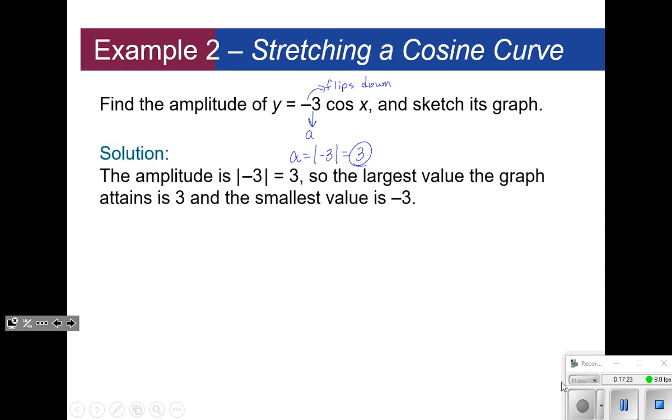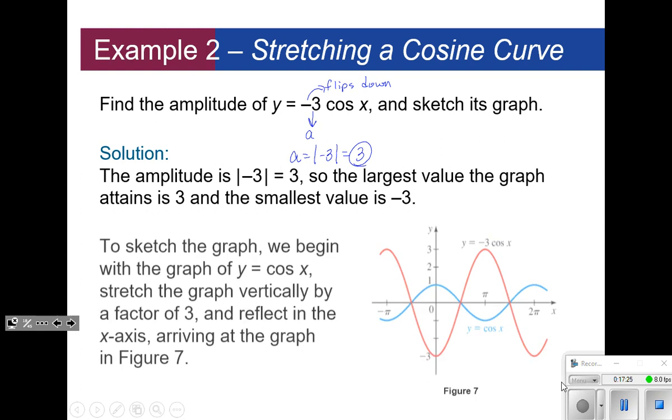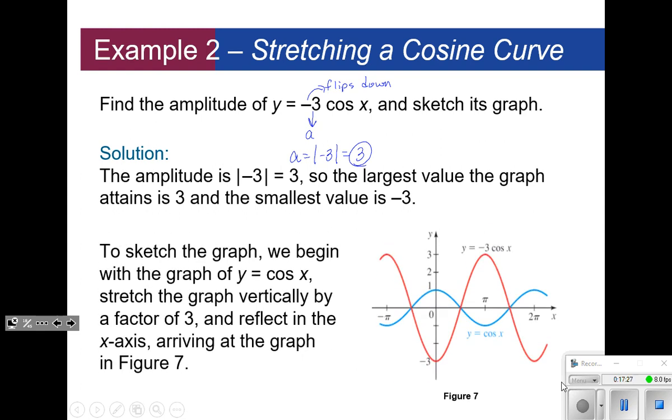We've done this. And again, you can see the graph. The blue line is the original cosine. The red is the graph of -3 cosine x. It flipped down and then it stretched to +3, -3.